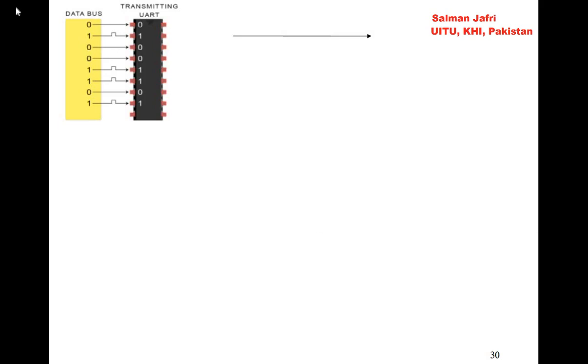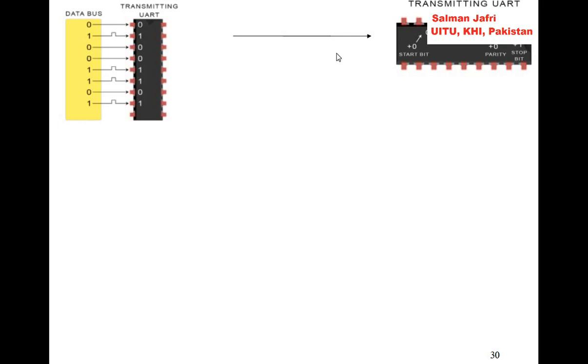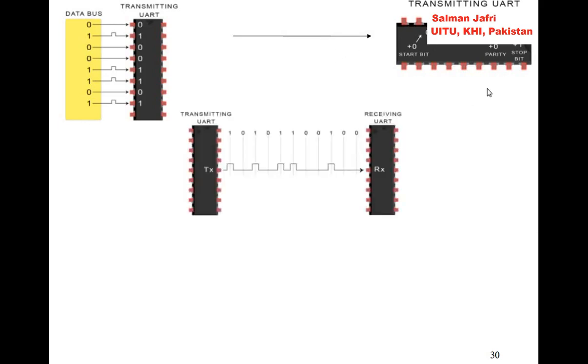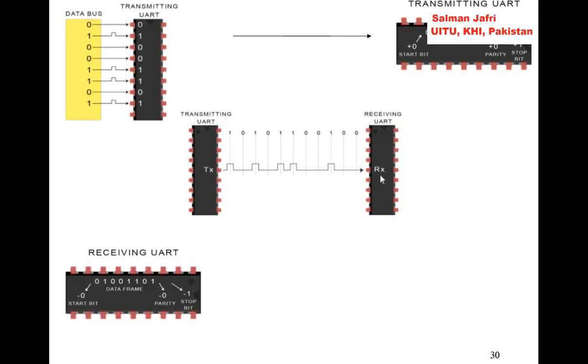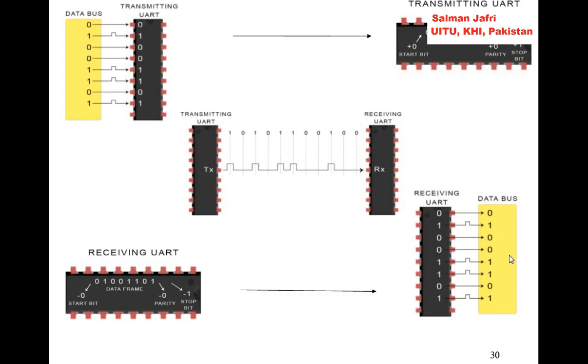So let's look at this. This is the data bus, this is the transmission UART, this is the receiving UART which receives serially, right? This is the idea. So the transmitting UART transmits serially to the receiving UART, and the receiving UART, of course, converts the received serial data into the parallel data for the receiver. So this is the idea.